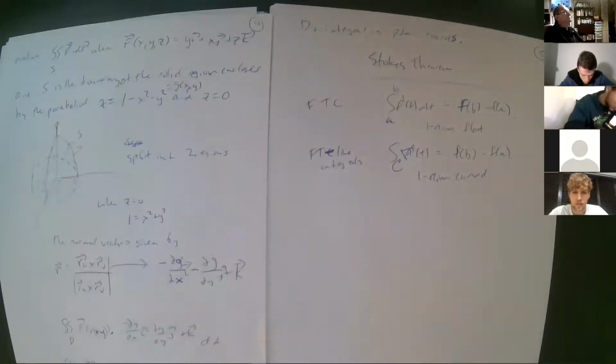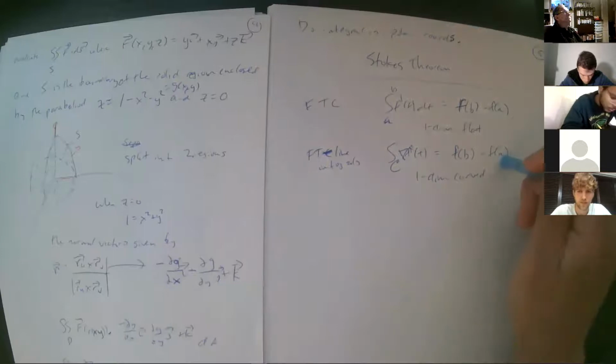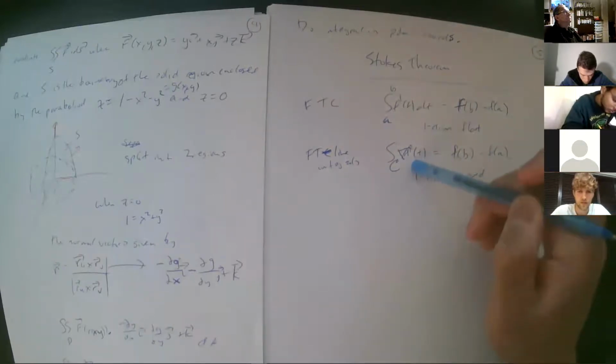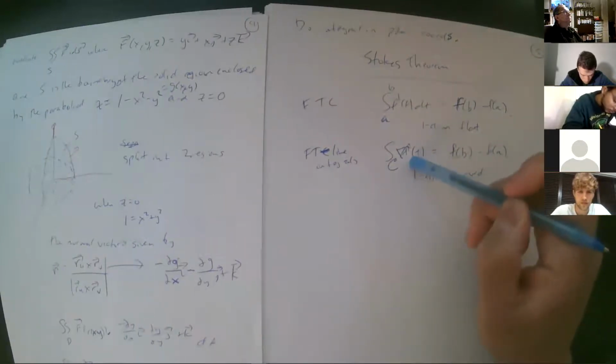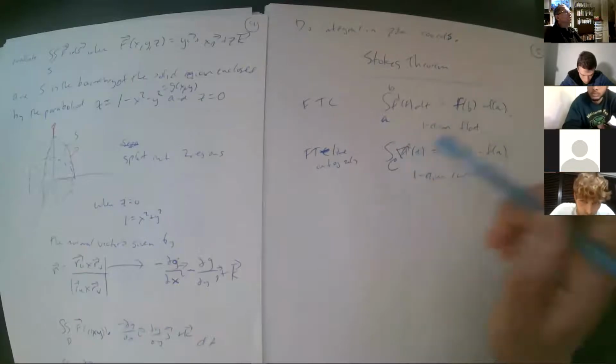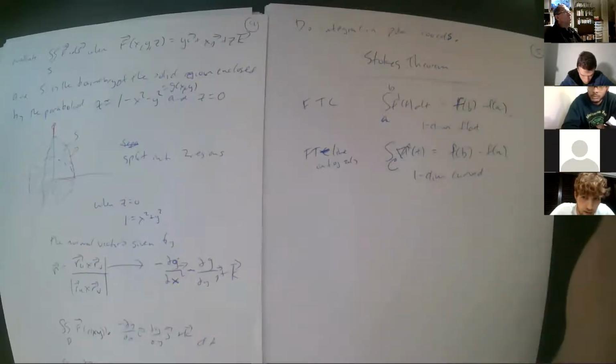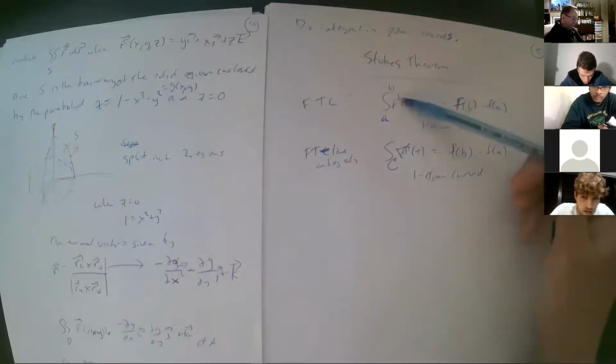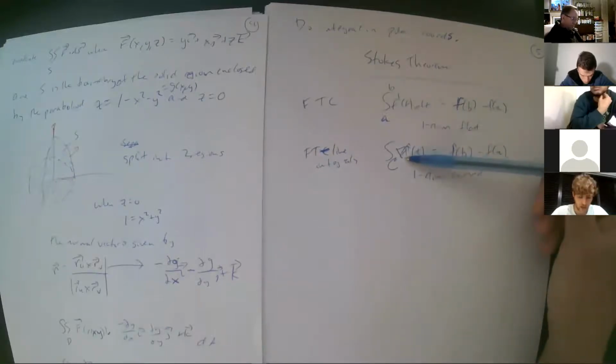So just keep in mind what we're doing here. We're evaluating the function on the boundary and comparing it to an integral of the derivative on the inside. The derivative of our function, whatever our function is. In the earlier case, it's the derivative. In this case, it's the gradient, right? Because it's in higher dimensions.